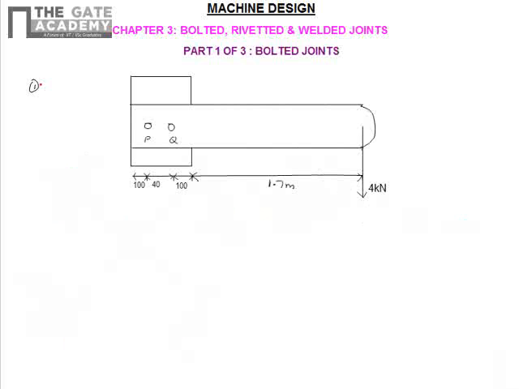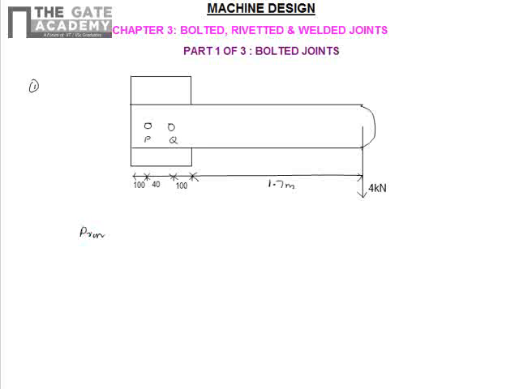Now, we have a question here. A steel bar of 10 by 50 mm is cantilevered with two M12 bolts P and Q to support a static load of 4 kilonewtons shown in the figure. Now, the primary and secondary shear load on bolt P, that is the question.